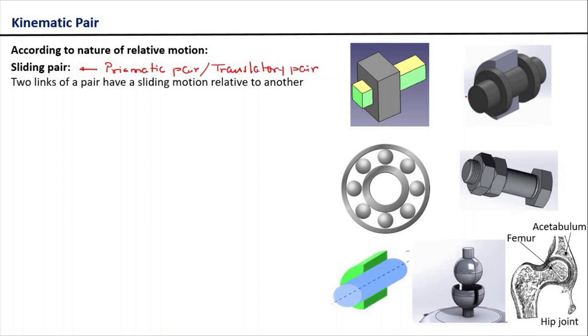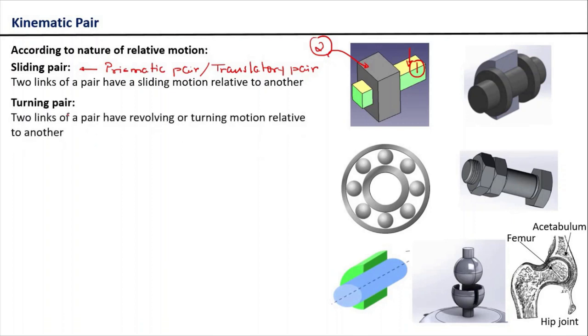Now an example of this you can see here. Here this is a rectangular bar, right? You can consider this rectangular bar as link 1. Now this rectangular bar is sliding inside another rectangular bar. You can consider this as link 2. So here link 1 and link 2 are basically forming a sliding pair.